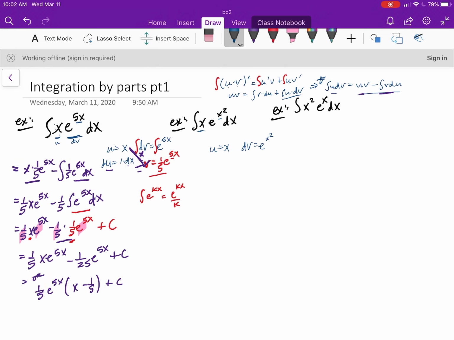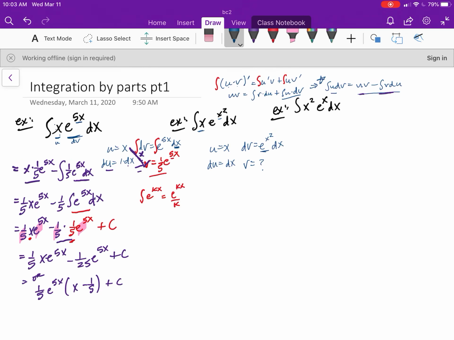And one minor thing. When we integrate, I need a dx here, right? I can't just write an integral sign without knowing what variable we're integrating with respect to. It's minor, but it should still be there. So du is just 1 dx. But v now, if I'm integrating this, we don't have a way to do that. I cannot integrate e to the x squared by hand. So we get stuck.